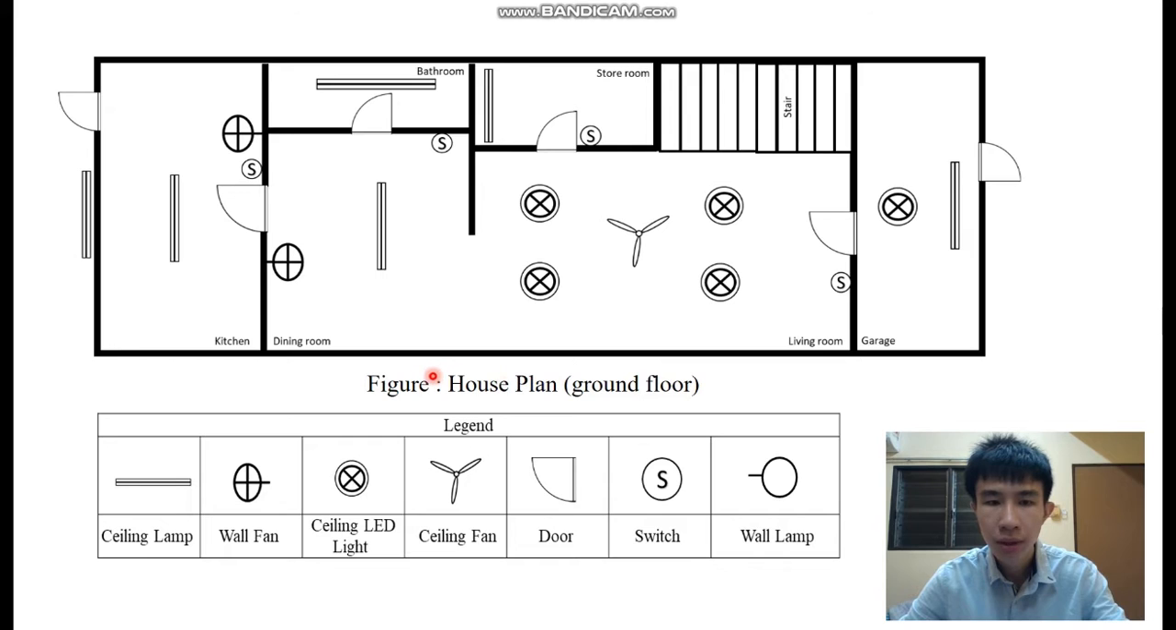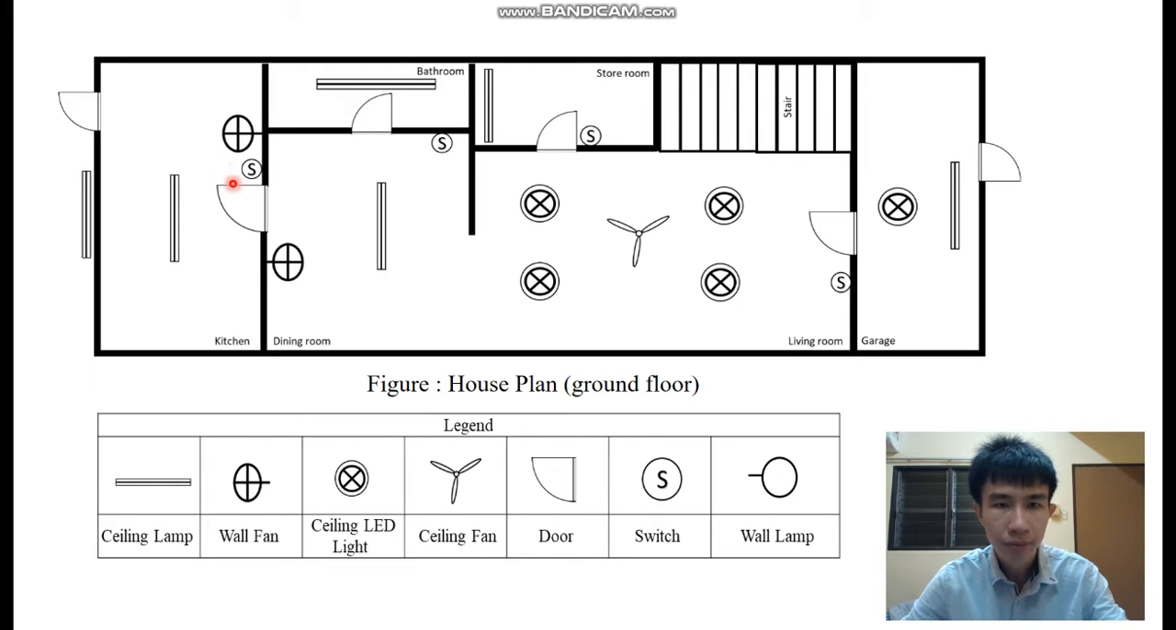Today I'm going to present the house plan for the ground floor. First we enter from the front door, the garage. We have one ceiling LED light here. Entering the living room, there are four ceiling LED lights and one ceiling fan. The switch is over here. Entering the storeroom, we have one ceiling lamp, and the switch is here. In the dining room, one ceiling lamp, one wall fan, and one ceiling lamp in the bedroom. The switch is here. In the kitchen, one wall fan and one ceiling lamp here, and one ceiling lamp outside.